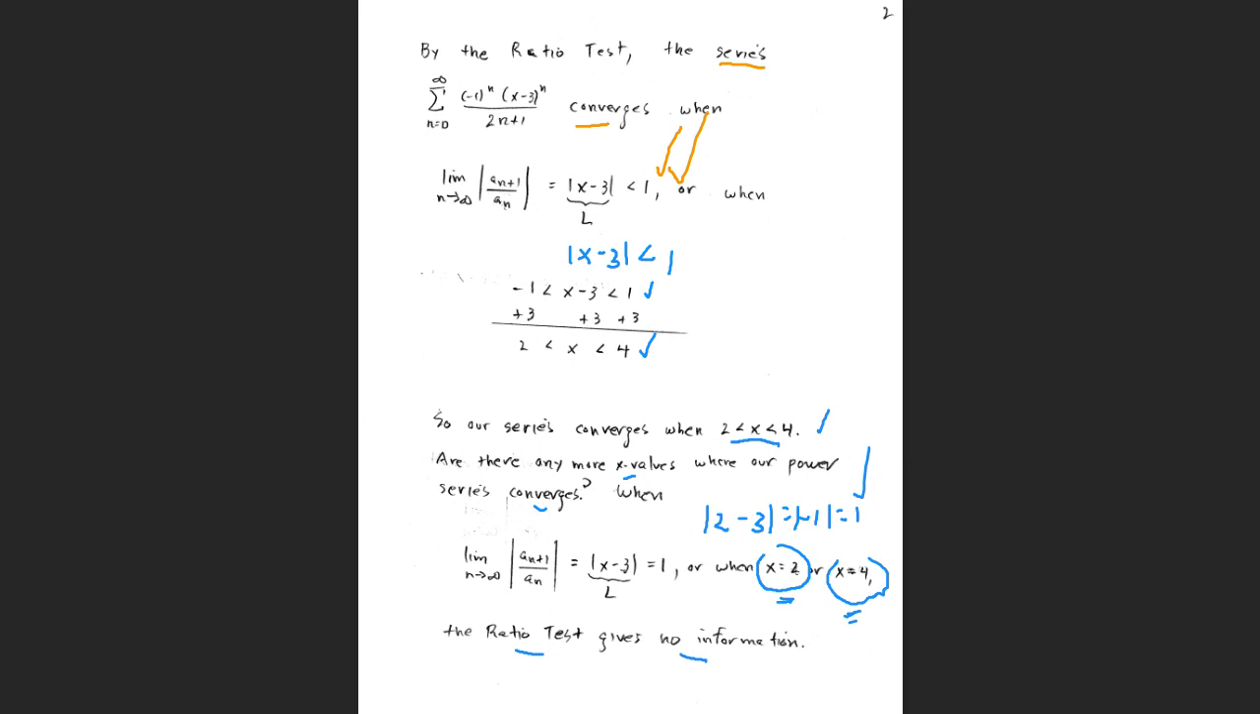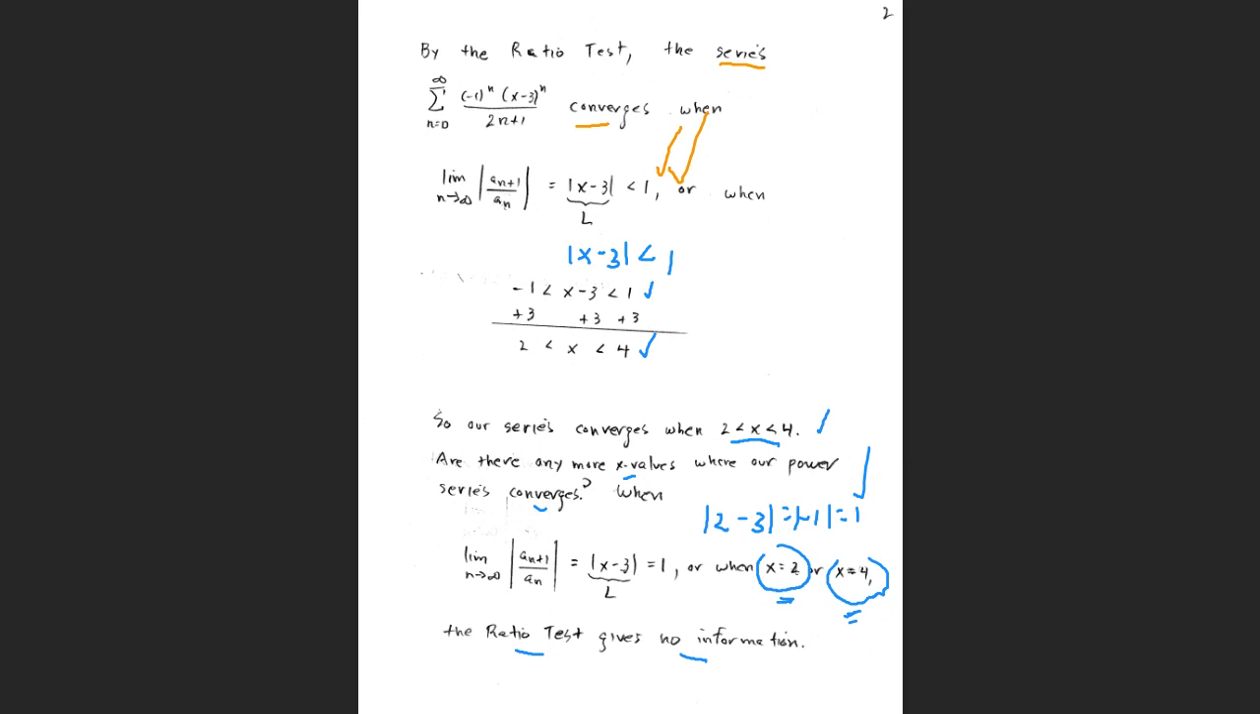But just because the ratio test gives no information doesn't mean that the power series is going to diverge at those x values. We don't know. The power series could converge at both of those x values, or it might converge at just one of them. The only way we can figure that out is to manually check. We have to substitute x equals 2 into the power series, and then substitute x equals 4 into the power series. Obviously, we do it one at a time.